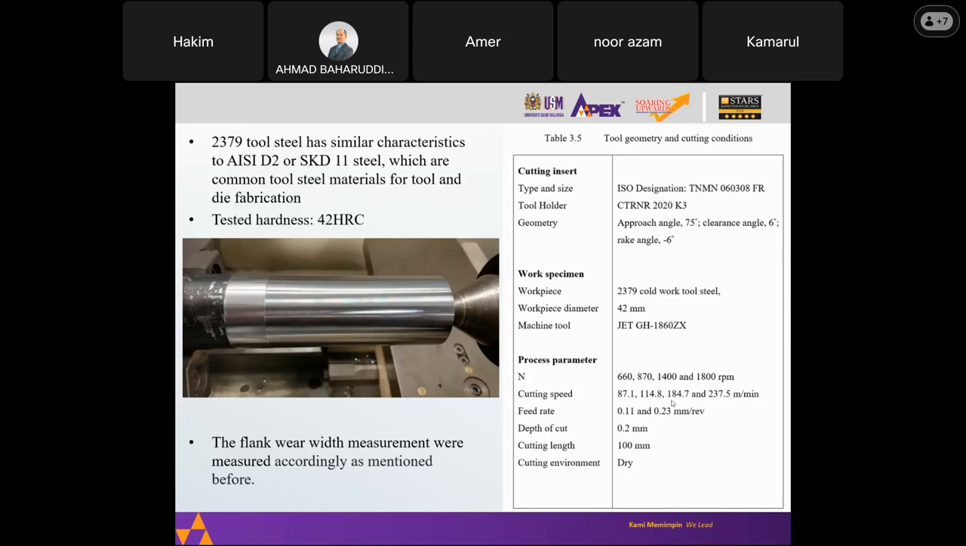Actually, above 100, above 150 is considered high speed turning. So this is high speed: 185, 184 meter per minute and 237 meter per minute. Feed rate, two feed rates. Second, depth of cut 0.2.